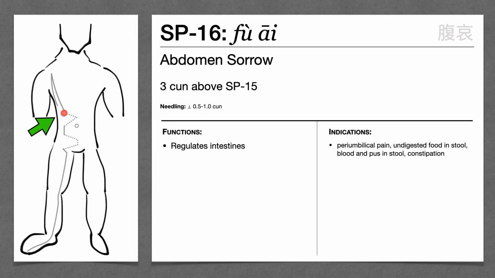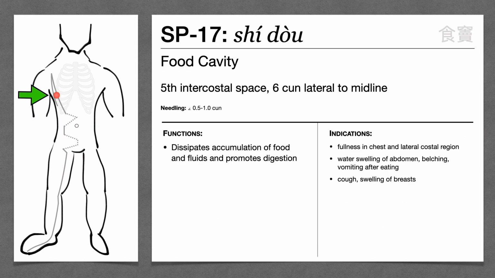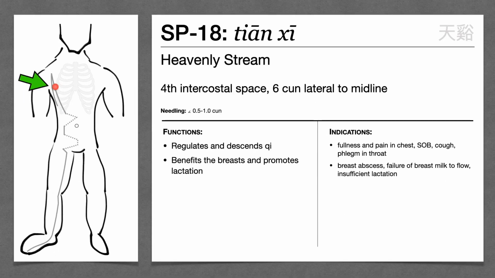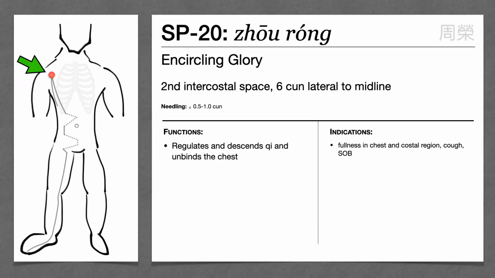Spleen 16 is on the abdomen, so it's good for abdominal things. Spleen 17, the name of this point is food cavity, so it dissipates food accumulation and treats food stagnation. But honestly, I'm not sure that this point is ever actually used this way very much. Really, it's on the ribs, so it's good for lateral costal pain. Spleen 18 is in the 4th intercostal space next to the nipple, so it benefits the breast and promotes lactation. The name of this point is Heavenly Stream, and it promotes lactation, and I think that's kind of funny. Spleen 19 is on the chest, so it's good for the chest. Spleen 20 is on the chest, so it's good for the chest.